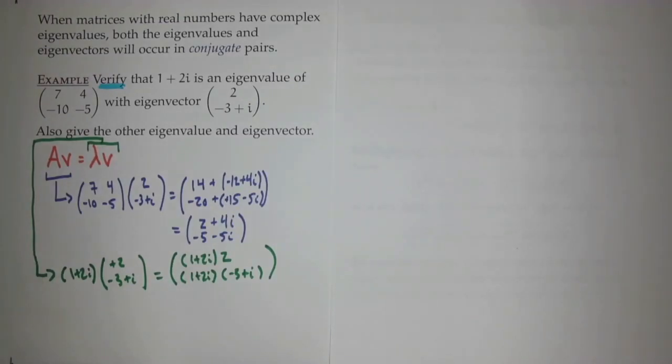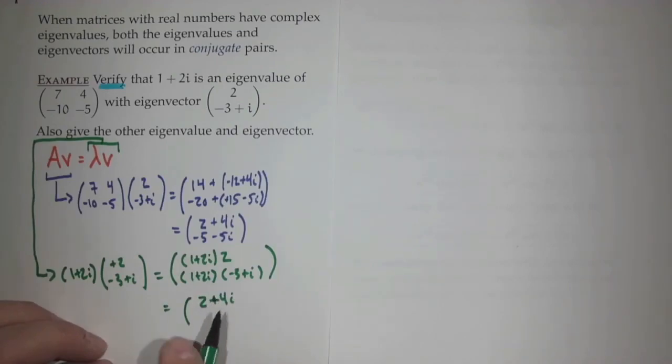2 plus 4i. That's not so bad. You just multiply through by 2. Now the next entry, maybe we should think a little bit about it. What do we need to do here to multiply out? We can FOIL. So we're going to expand, multiplying in all combinations.